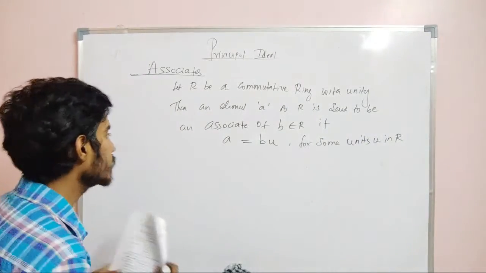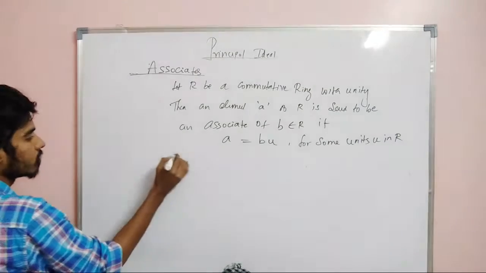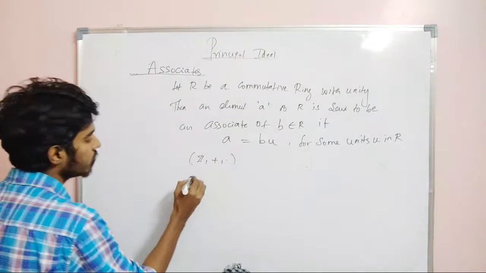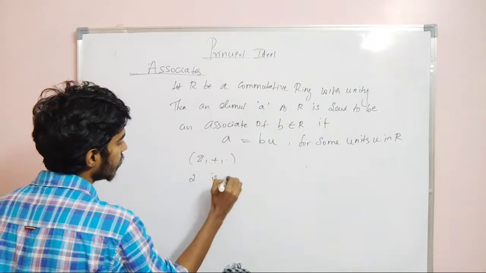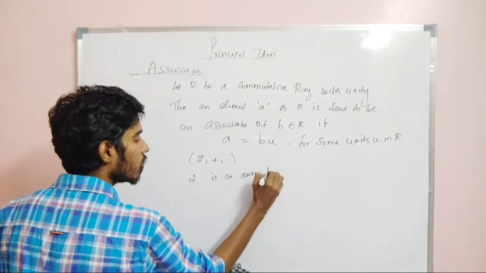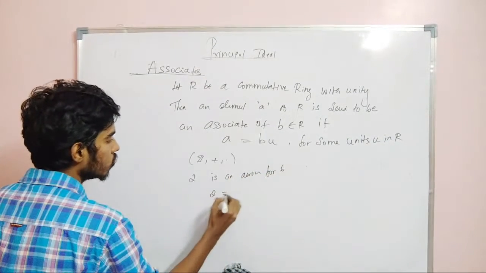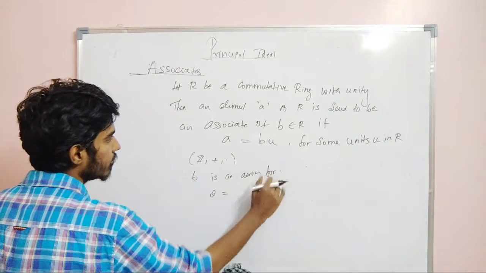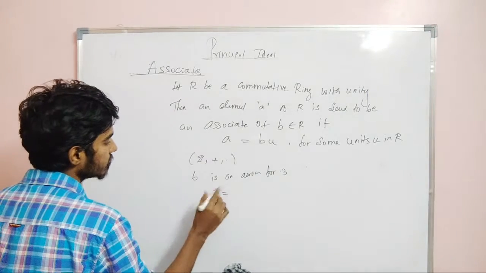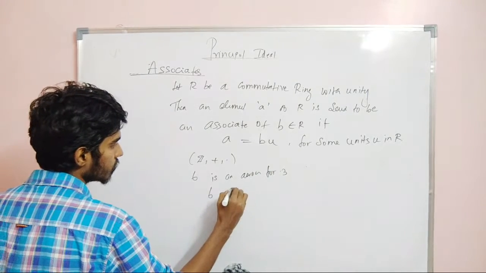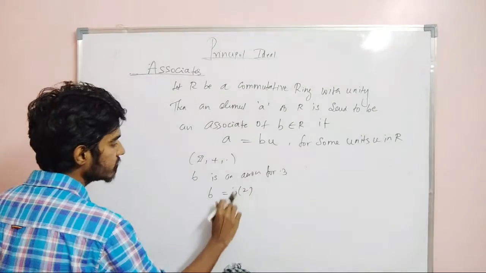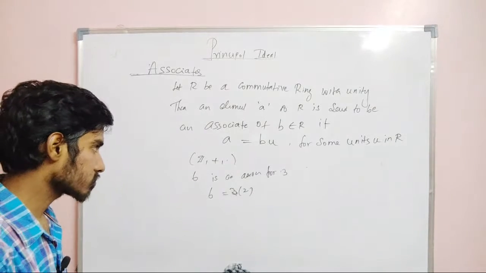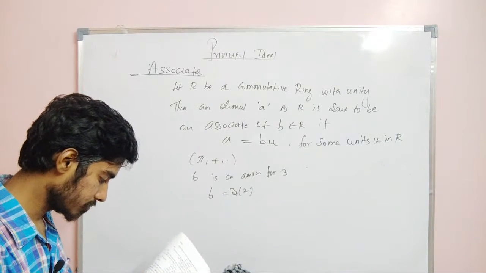So you can see, if you take R to be the set of all integers with respect to addition and multiplication, a commutative ring, then 6 is an associate of 2, because 6 can be written as 3 into u. So here u is 3. So these two are associates, for some units u in R, right?